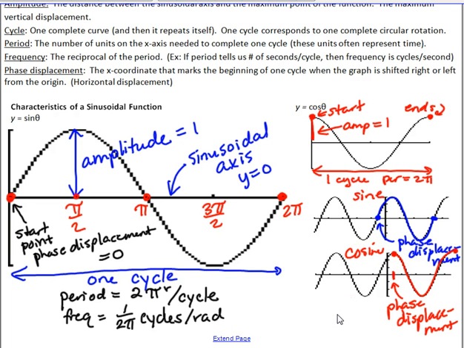Now at this point, you should complete the Inspire calculator activity called Transformations of Sinusoids, and then we will complete the chart at the end of this worksheet.